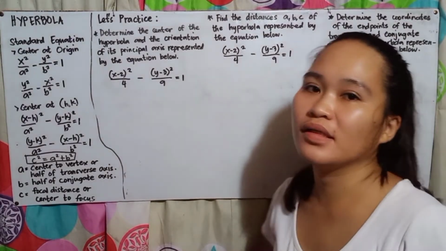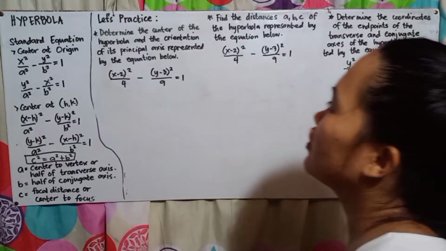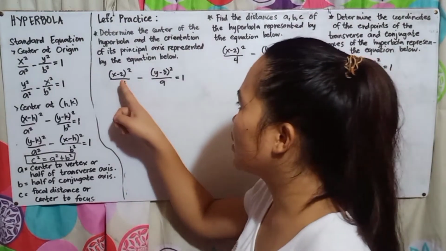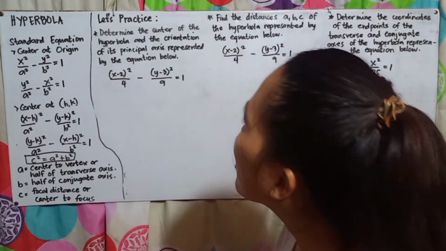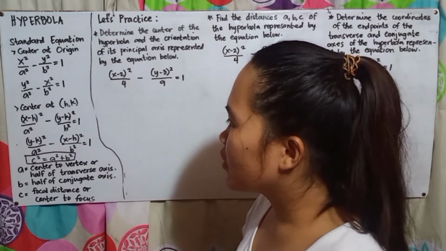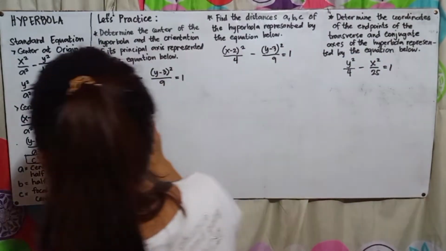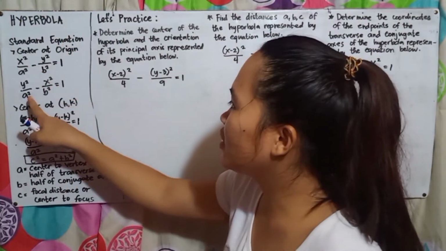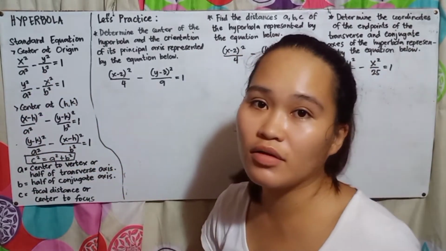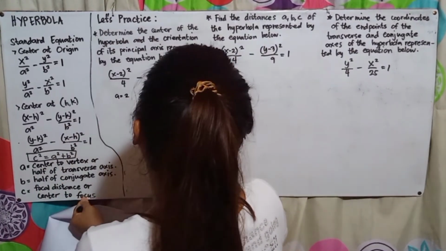Okay, next example. Determine the center of the hyperbola and the orientation of its principal axis represented by the equation below: (x minus 2) squared over 4 minus (y minus 3) squared over 9. In the given equation, the formation of a squared and b squared does not change. So, our a is 2 and our b is 3.